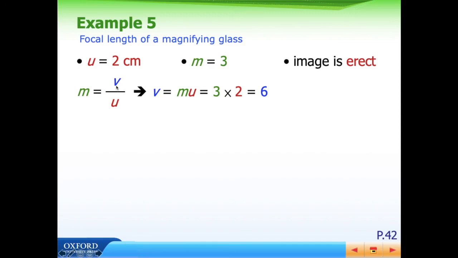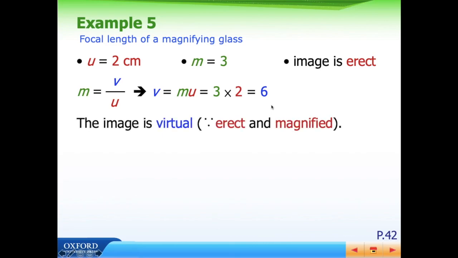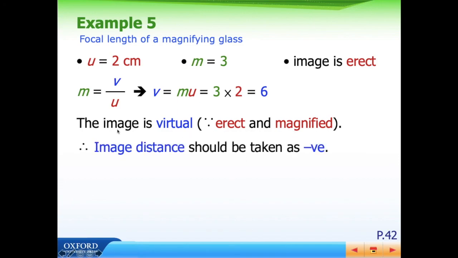M is equal to v over u. This is exactly the magnification. And if we want to determine v, which is the image distance, that is equal to 6 centimeter. Now, according to our given, the image is virtual. In this case, it is erect and magnified. Now, if our image is virtual, class, therefore the image distance should be taken as negative.